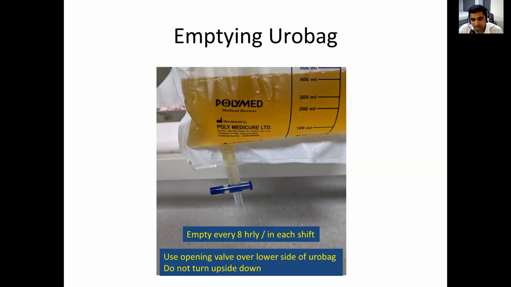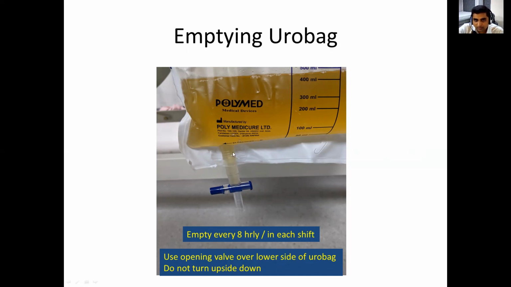In every shift, it should be emptied at least every 8 hours or before that, even if it is less than fully filled. We should not wait for the urobag to get filled completely. Otherwise, it will increase the risk of spillage, and it would increase the risk of infection or contamination.